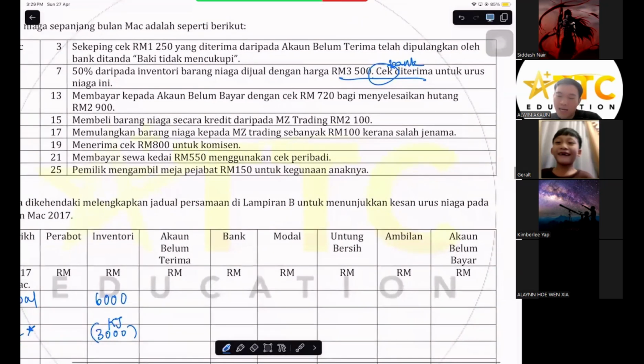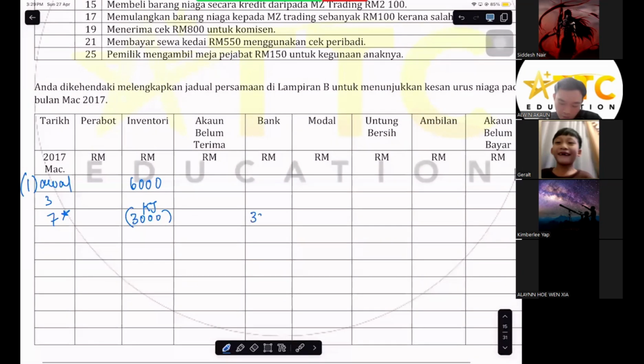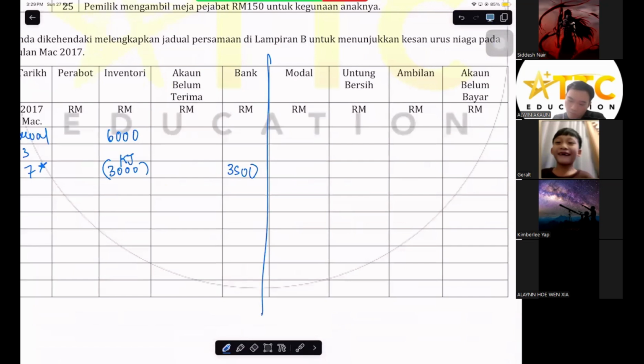Okay, so you jual dengan harga 3,500 and you check terima. So your bank increases 3,500. Now modal untung ambilan ABB, this one there will be a borderline over here. So there's a 500 net effect, right? That 500 is actually your untung bersih. It's a kind of your hasil. This is your untung kasar. This one is called your jualan.